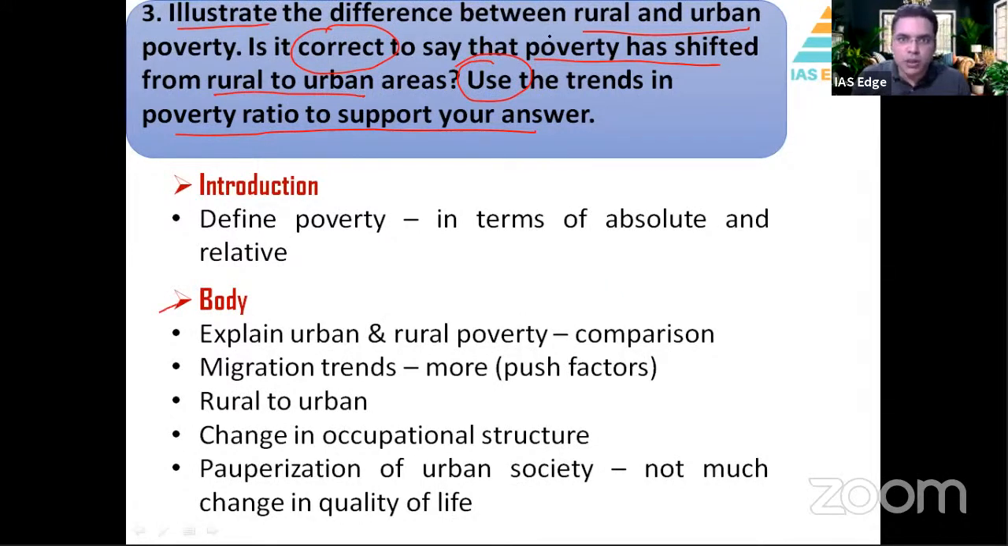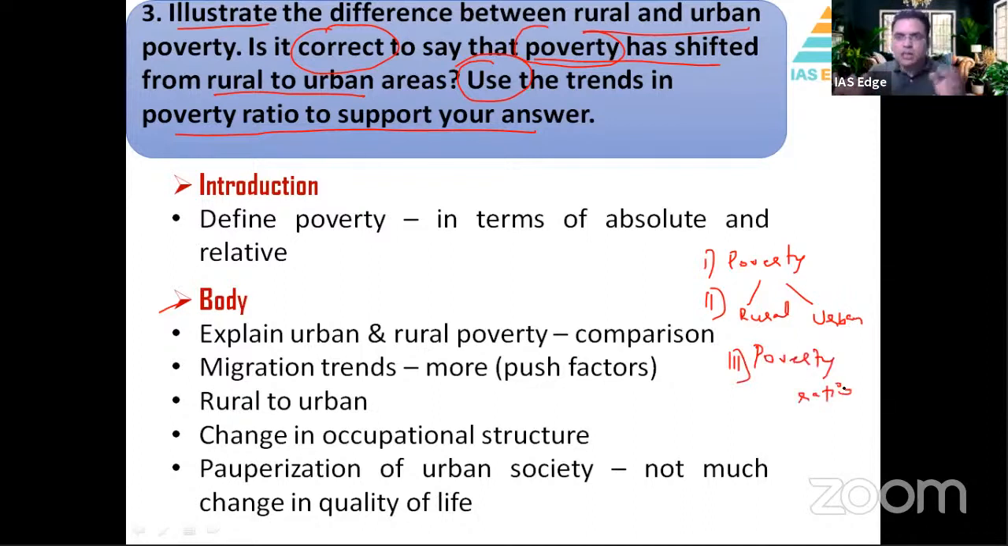Now look for keywords. What is the keyword? Poverty. So one keyword is poverty. What is the second keyword? They are asking about rural, again the poverty in terms of rural and urban area. So you need to know these are the second keyword. The third keyword could be poverty ratio. So the whole answer will move on poverty, urban, rural, and of course poverty ratio.